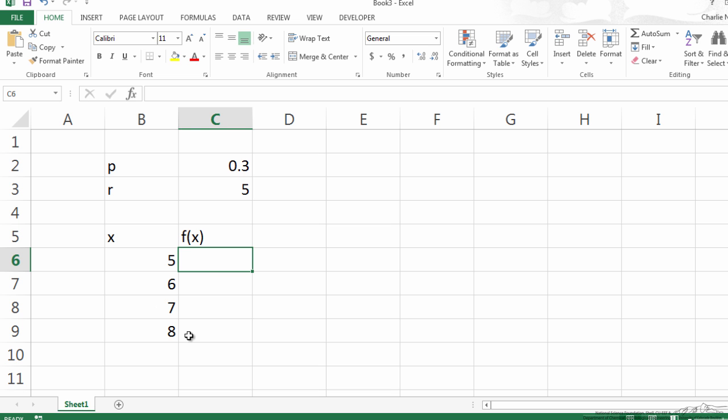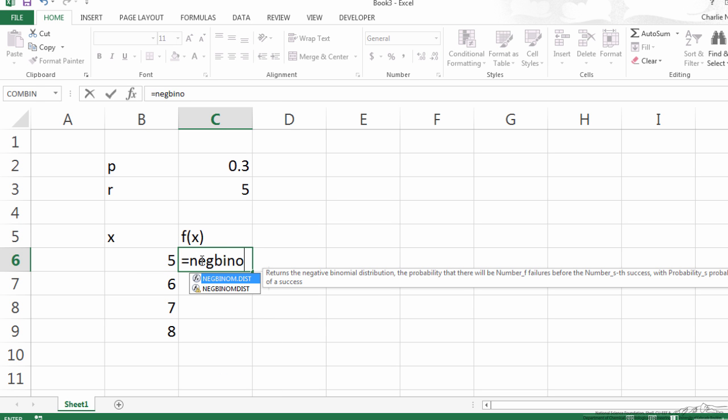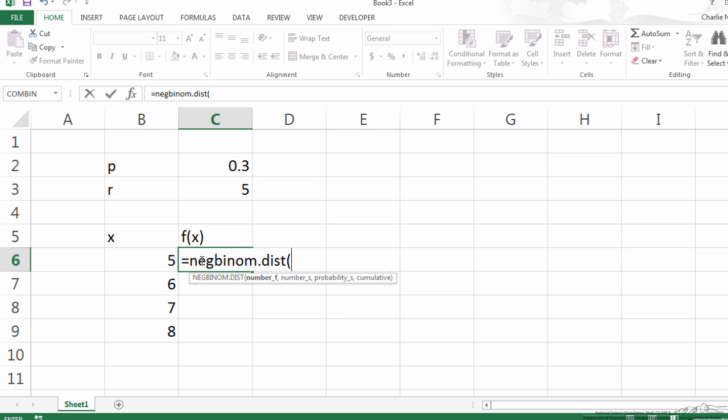Now we're going to put in what is the probability that we will have 5 successes exactly by the 5th house. So this is going to be NEGBINOM.DIST. That's a built-in function. So we have the number of failures. The number of failures here is just always going to be x minus 5. Okay, not minus the x. So that's going to be the number of failures. For the first one, when x is equal to 5, that means we have 0 failures.